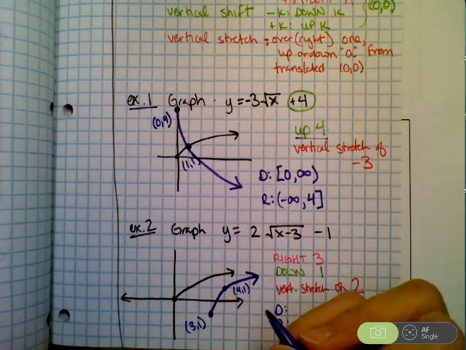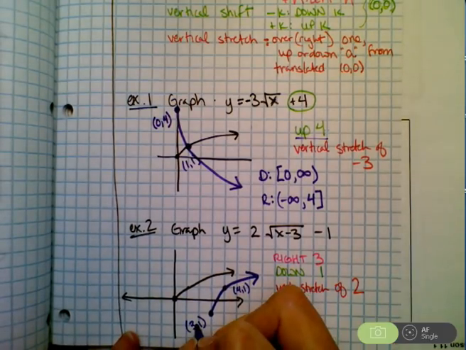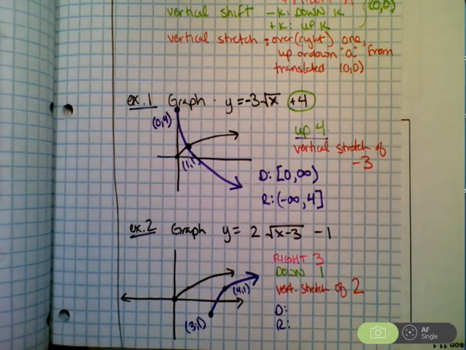Or that one was at 3, -1. What? Come on, Miss Fast. You can do better than that. 3, -1.